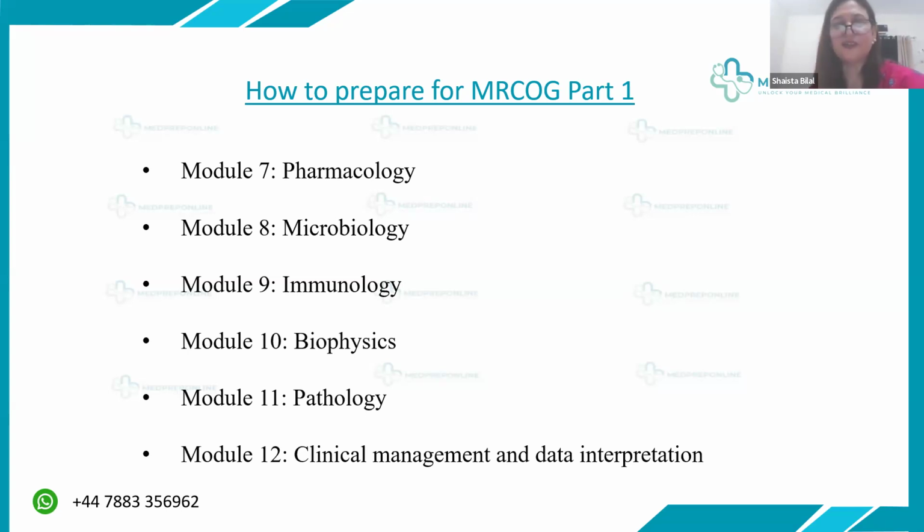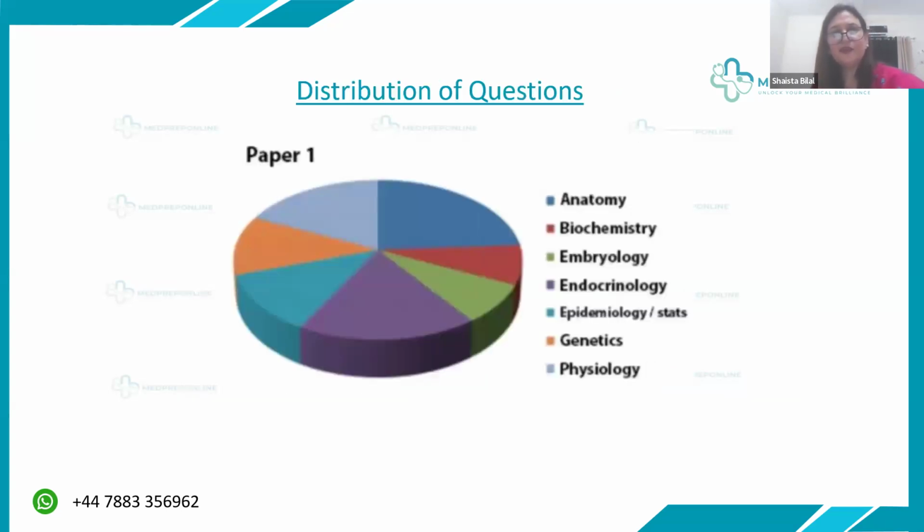It's not that difficult. This is the distribution of questions, for example from anatomy. The blue color shows what percentage of questions will come from anatomy, biochemistry, and embryology, but the weightage is different for each topic. It doesn't mean that one question from anatomy and one question from genetics carry equal marks. Sometimes one question from genetics may have more weightage than one question from anatomy. So we have to prepare all the topics.